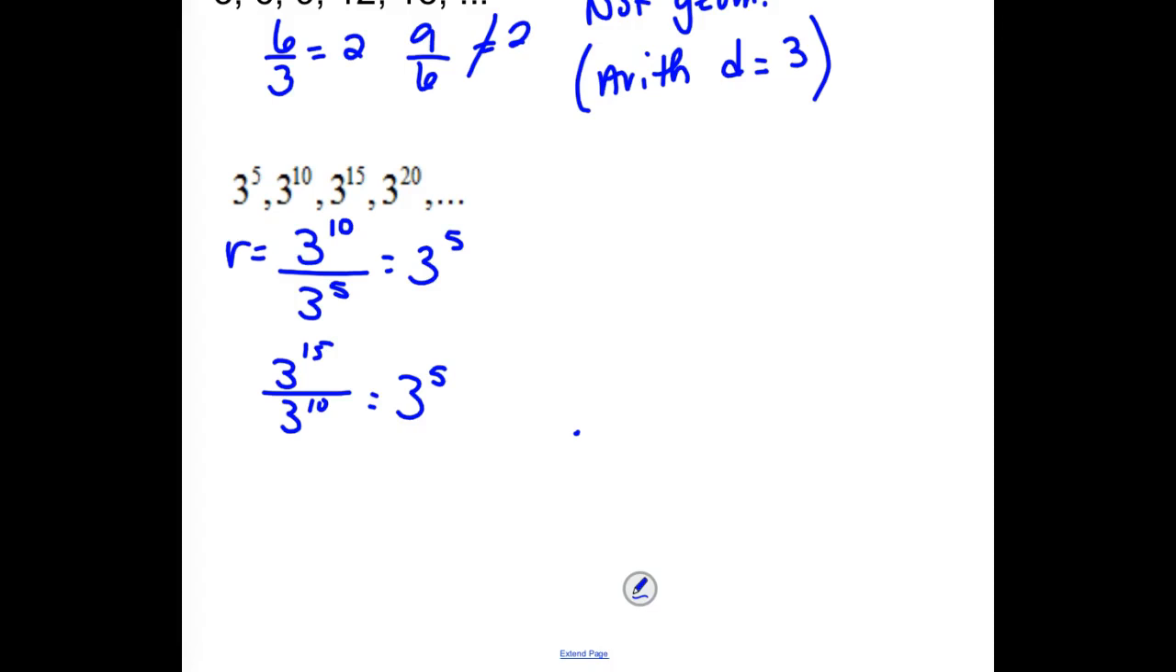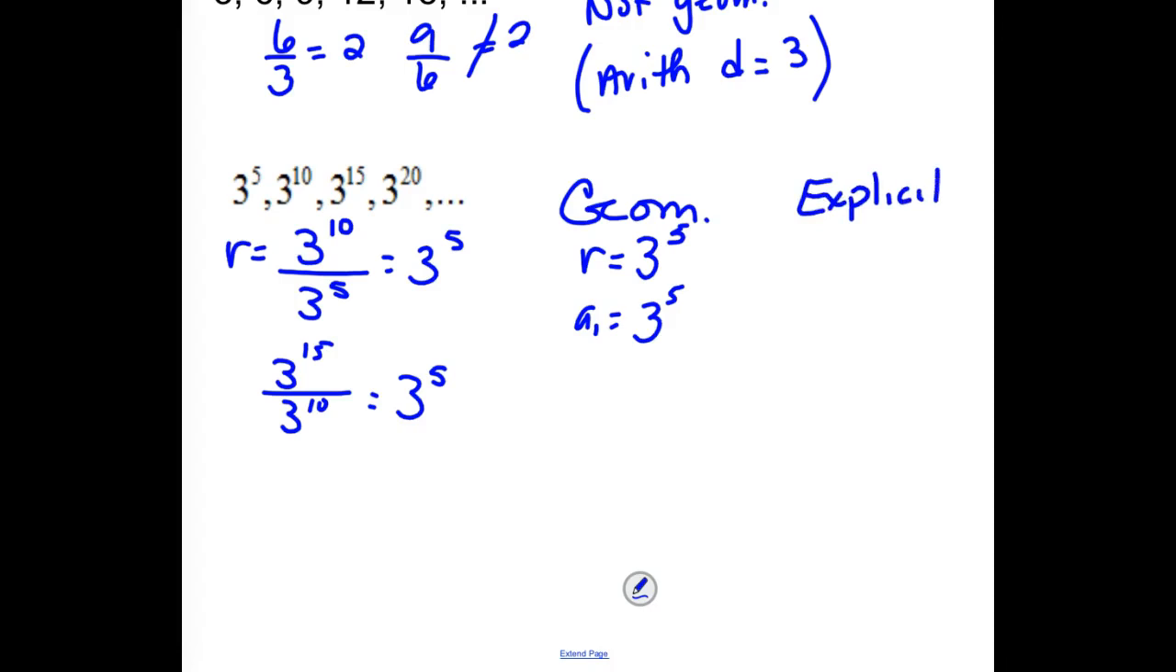So what does that tell me? It is geometric. What is my R value? It is 3 to the 5th. What is my first term? It's also 3 to the 5th. Now, if we were to write an explicit rule for this, we start with a sub n equals my first term times my R value to the n minus 1 power.